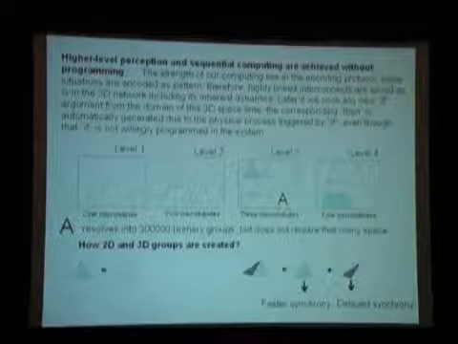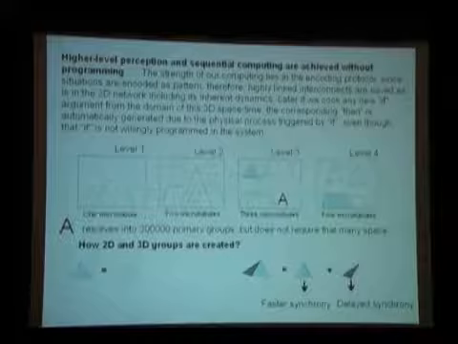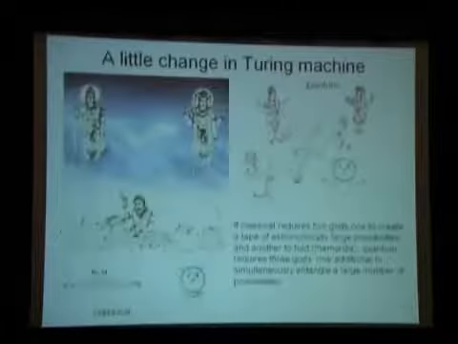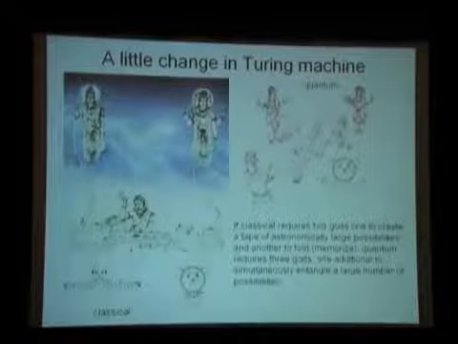And a 2D shape, if you want to do a triangle, you can do it like this. With faster synchrony and delayed synchrony, you can put in 3D. And you can do many things. Now let us summarize, okay?